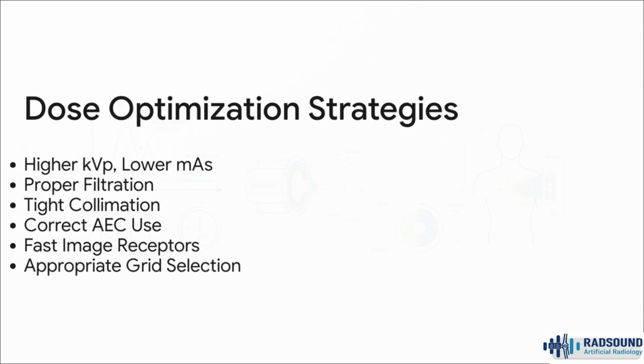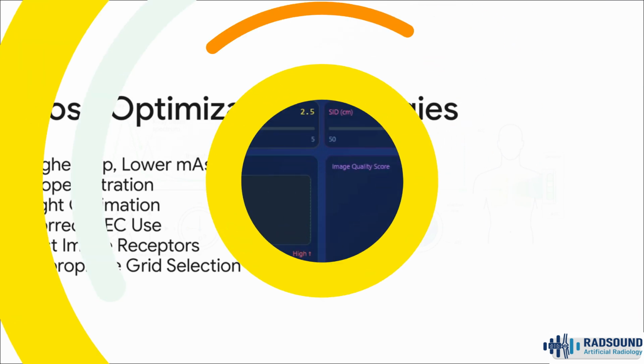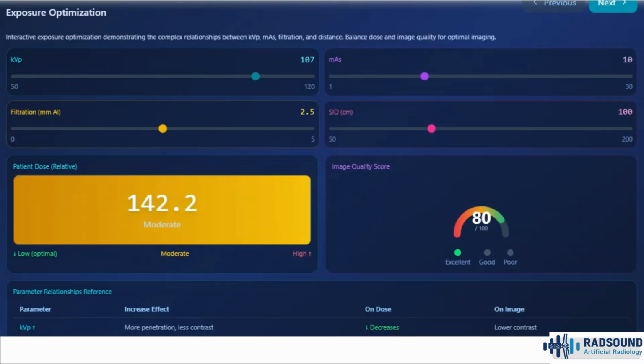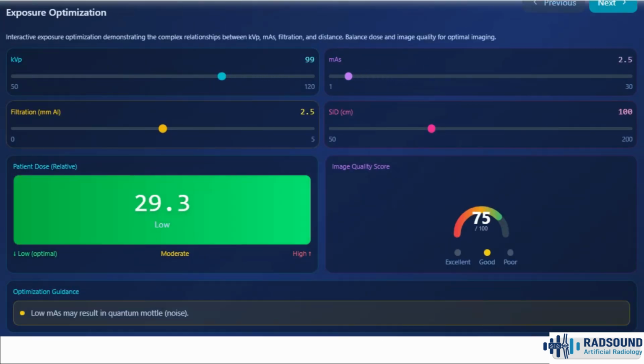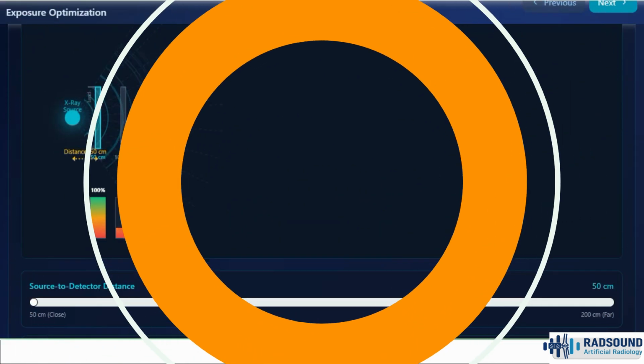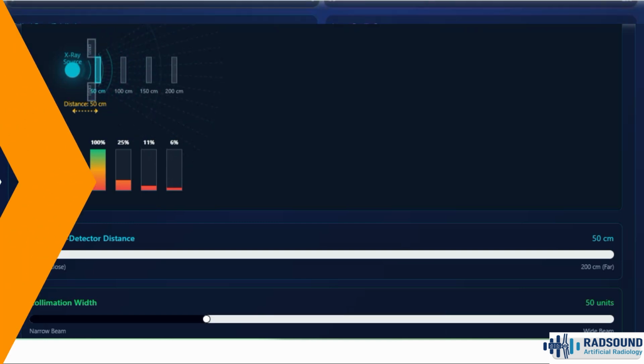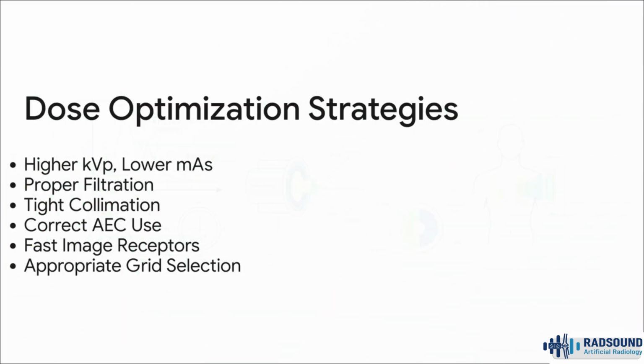You can see how the physics we just covered leads directly to these clinical best practices. Using higher KVP and lower MAS, that's our 15% rule in action. Proper filtration, that's hardening the beam. And tight collimation, just shrinking the beam to cover only the part of the body you're interested in, is maybe the simplest, most powerful dose-saving tool we have.